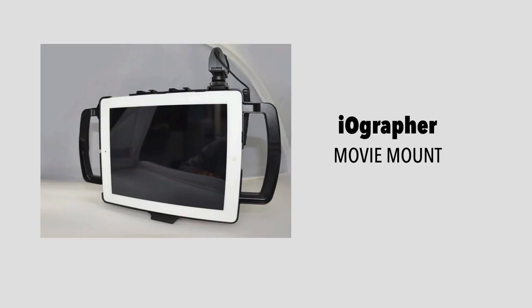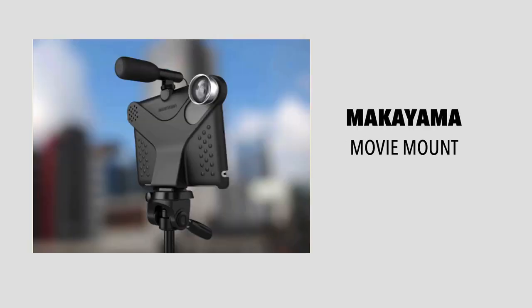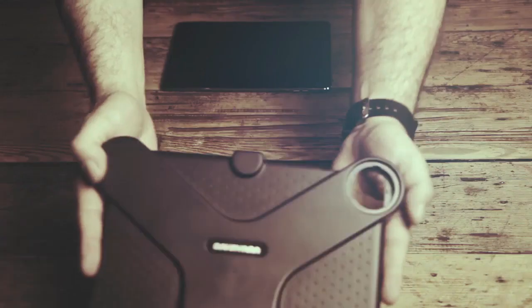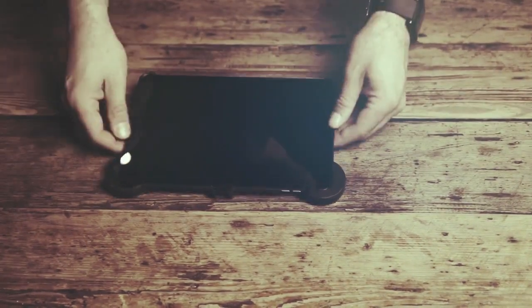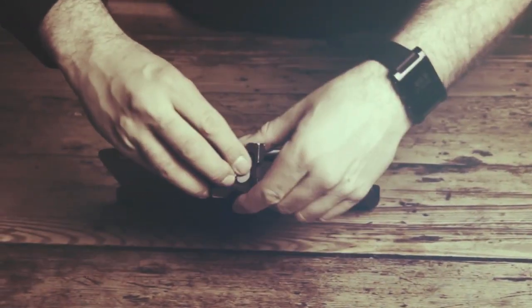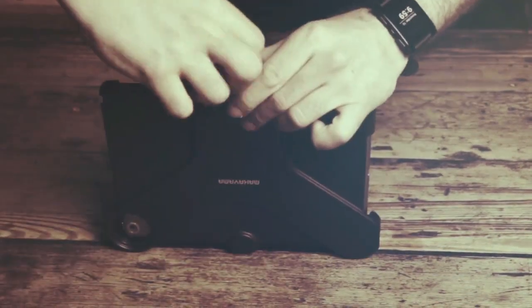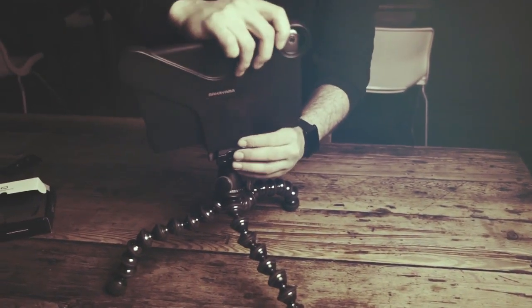Right, the iPad rig setup. Well, there's a couple of movie cases out there. For starters, we've got iOgrapher. I don't know how to say this one. I think it's Meikayeme movie mount. Now, these are cases where at the bottom of the case, it's got a sort of hole where you can actually screw in a tripod. And I'll go through that with you.